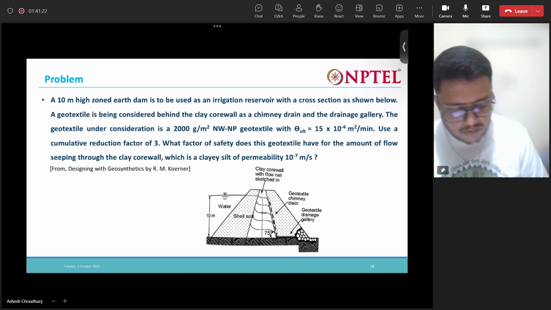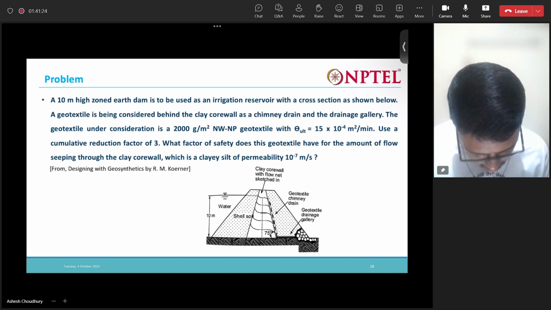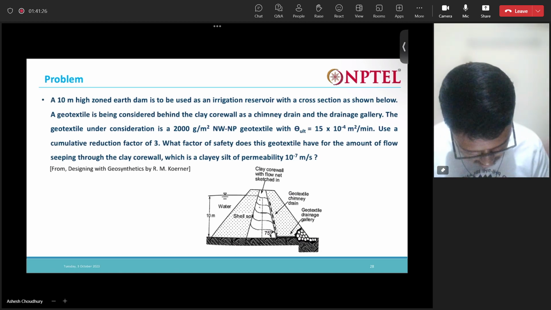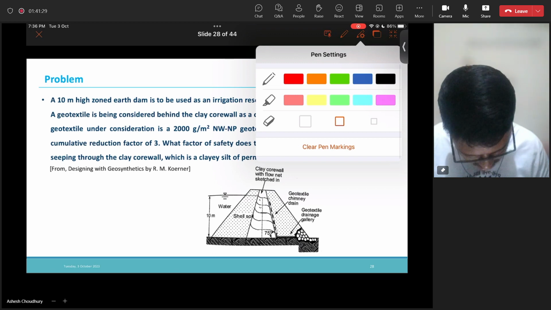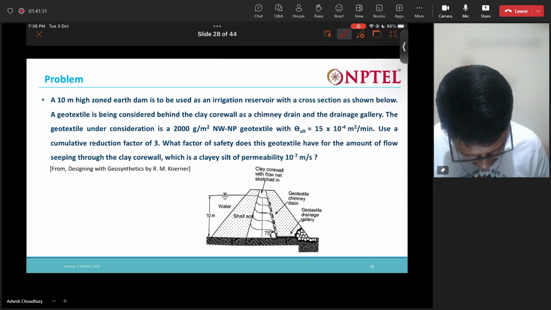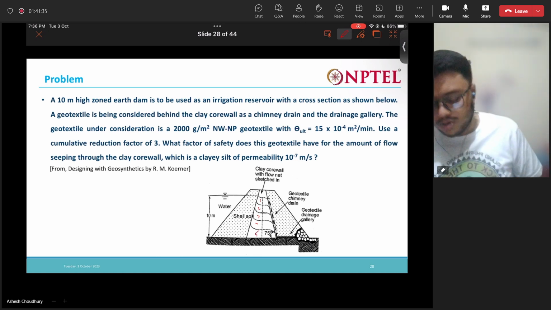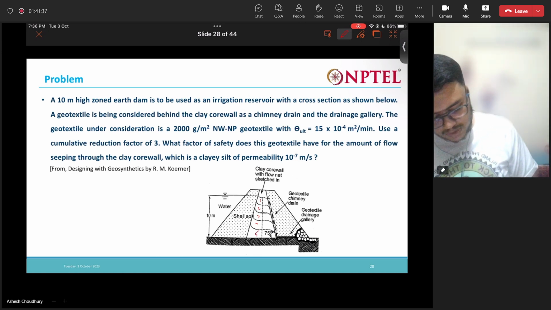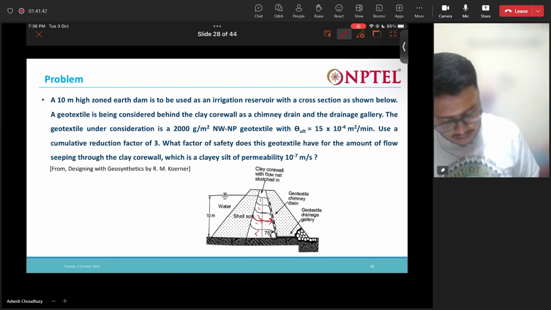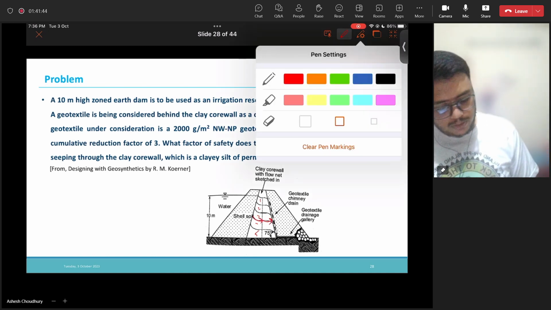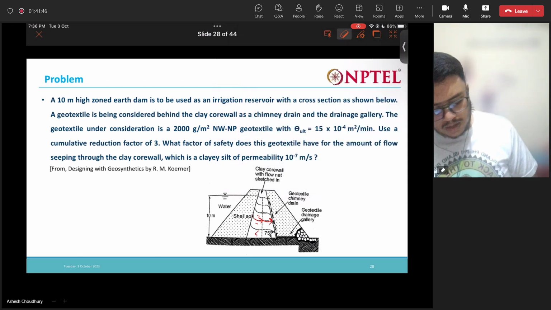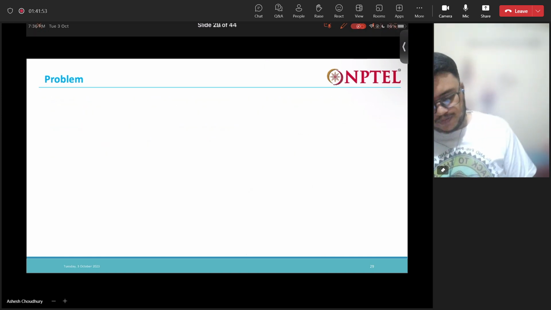So what is the number of flow channels? You can see 1, 2, 3, 4, 5 flow channels, and these are the equipotential lines. 1 drop, 2 drops. Total 2 equipotential drops and 5 flow channels. Like this we can determine the flow.